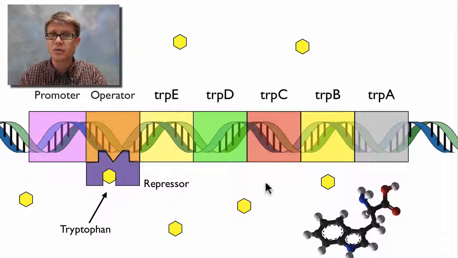But if we have tryptophan present, so tryptophan is going to be these yellow hexagons, tryptophan is going to fit inside the repressor, and it's going to change its shape so that it fits in the operator. And so in this case, if we have a bunch of tryptophan present, then we don't want to make tryptophan. And so the repressor is going to set that operator to the off position.